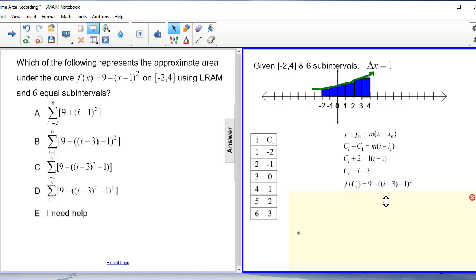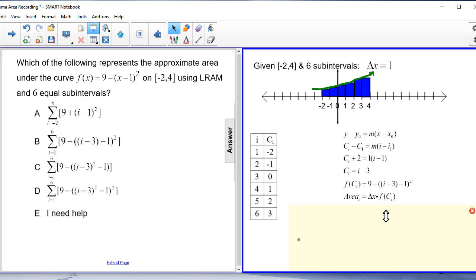So now that we know that c sub i is equal to i minus 3, to find out the height of each rectangle, we plug c sub i into the function. Recall on this other page that f of x is equal to 9 minus the quantity x minus 1 squared. So I replace x with i minus 3 to get 9 minus the quantity i minus 3 minus 1, and all of that is squared.